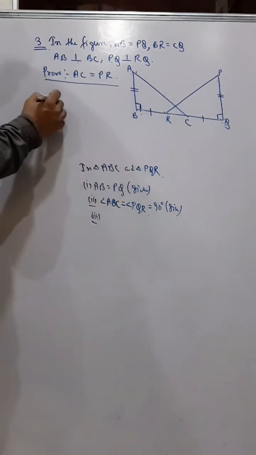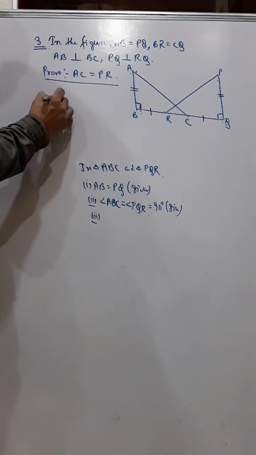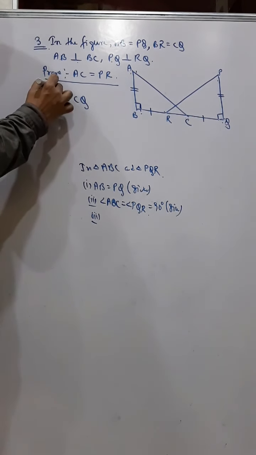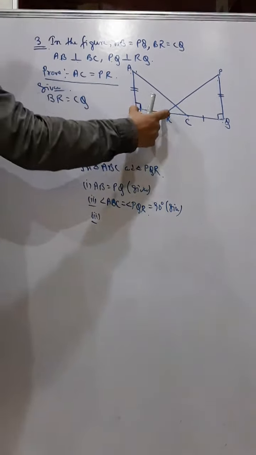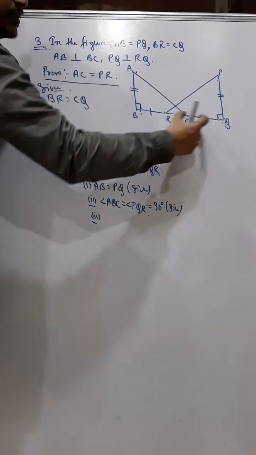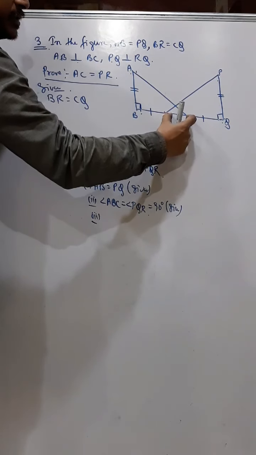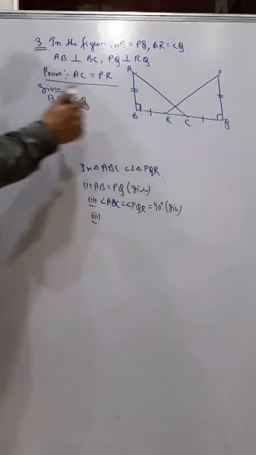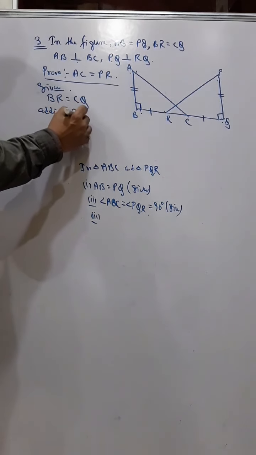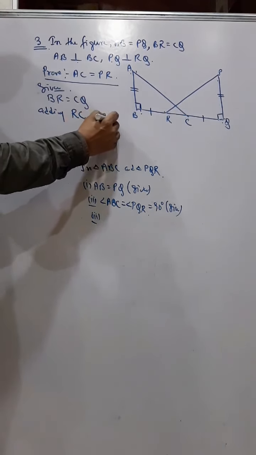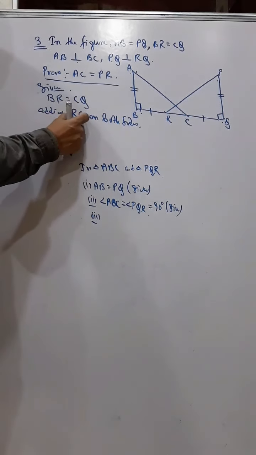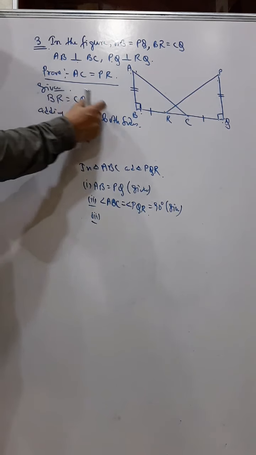Okay, so what we write now, first we can start with BR equals CQ. It is given. So given BR equals CQ. Now you can see that between this BR and CQ, this RC is the common part in both. So now if I write adding RC on both sides, we can add or subtract, same thing always in an equation on both sides.